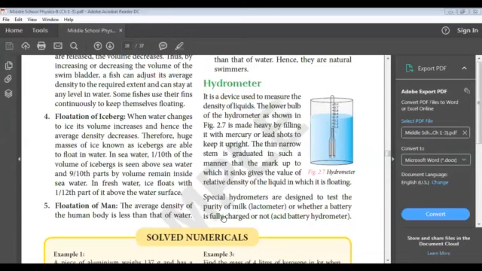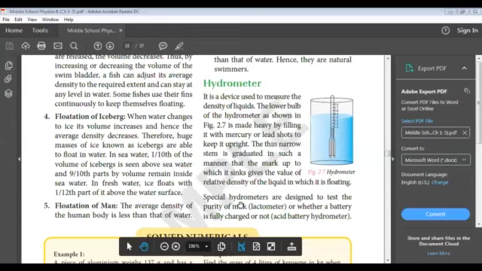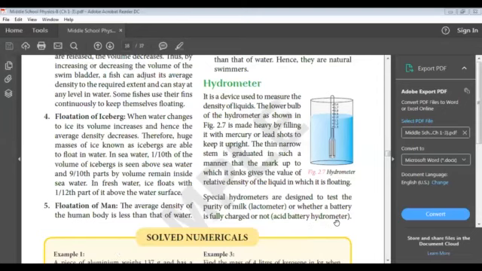There are some special hydrometers that are designed to test the purity of milk, or whether a battery is fully charged or not. Those are acid battery hydrometers. Okay, so this is about a hydrometer. It is a simple device which is used to measure the density of liquids.